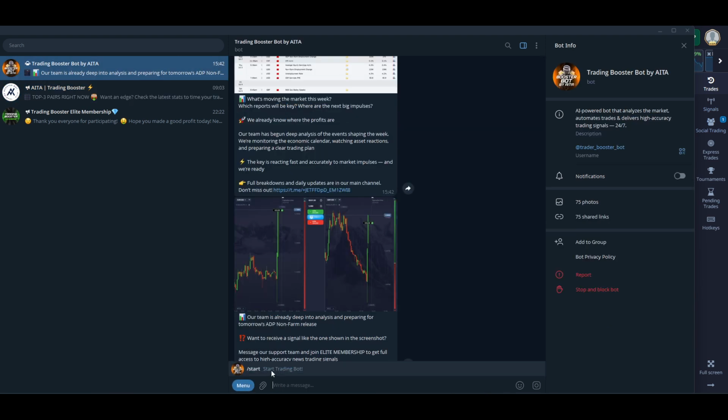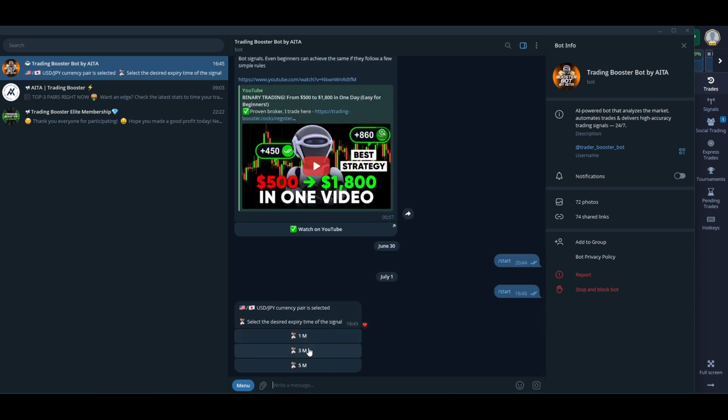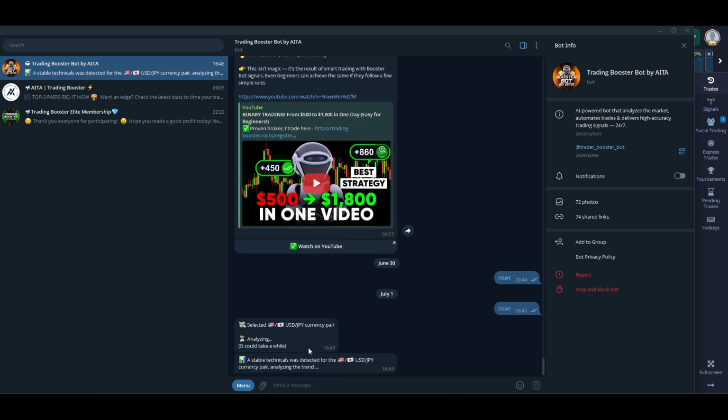Next, I go to the booster bot and activate it. If you don't know how to do this, just follow the link in the description. You'll find the full instructions there. Next, I select the currency pair and set the trade duration to 3 minutes. Now, all I have to do is wait for my signal.